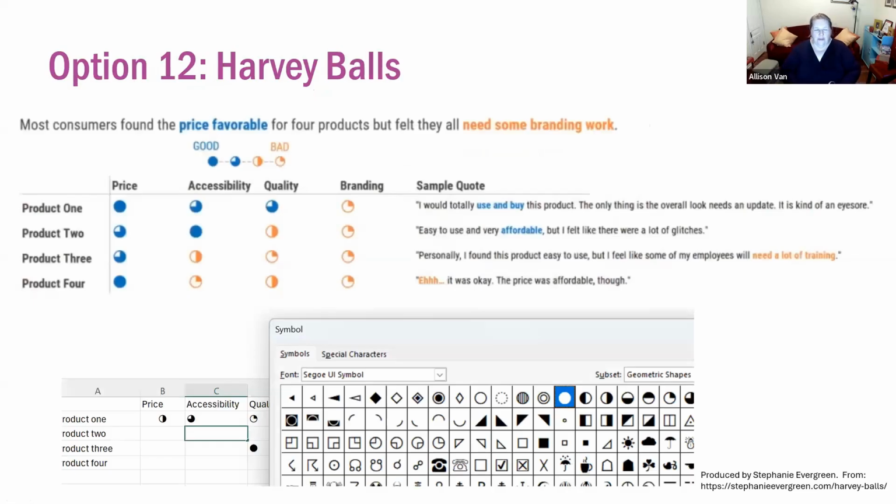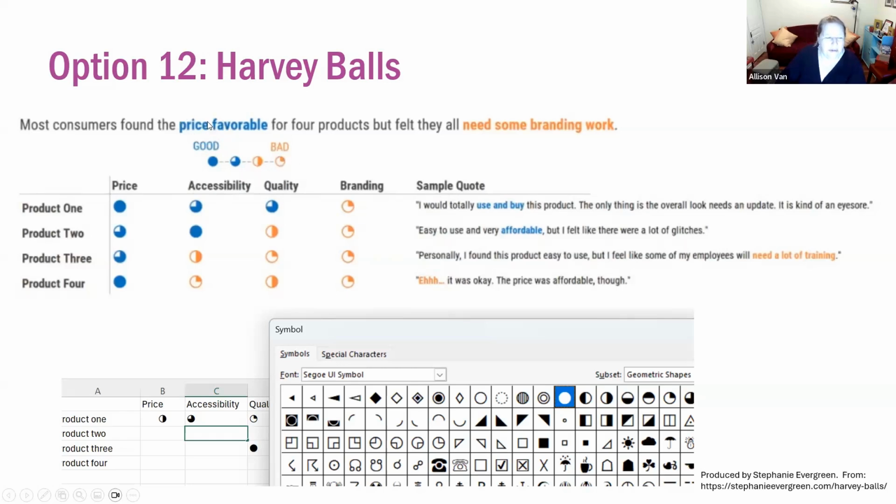Okay, option 12, Harvey balls. And this is again a matrix that has, just like the one about the restaurants, a lot of different information in a single table. So we have the products, price, accessibility, quality, branding, and a sample quote. And in this case, color is doing a lot for us. So you can see that things that are blue are referencing good points. Things that are in orange are referencing bad points.